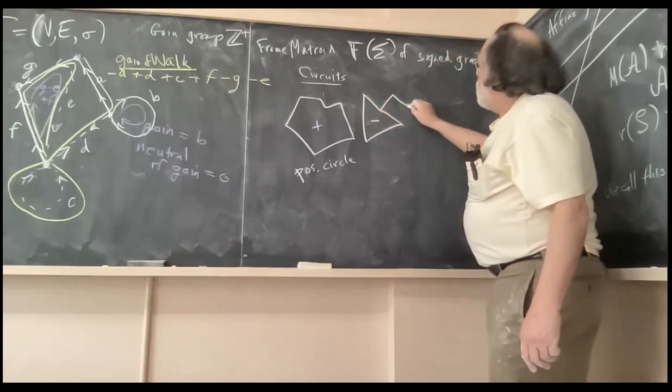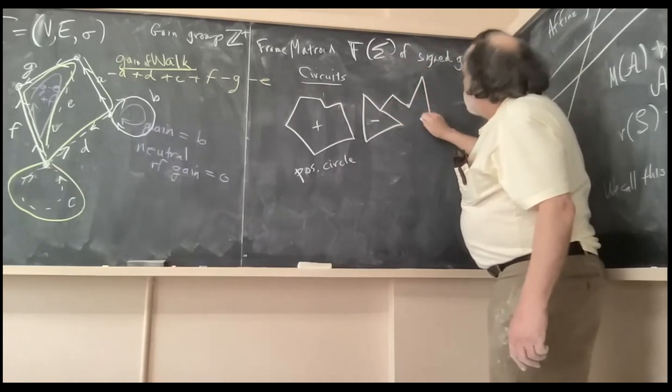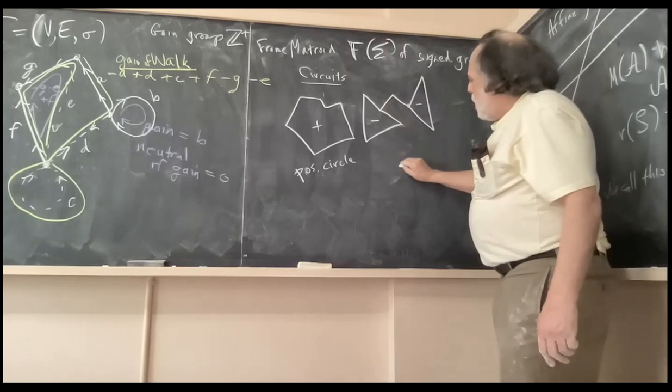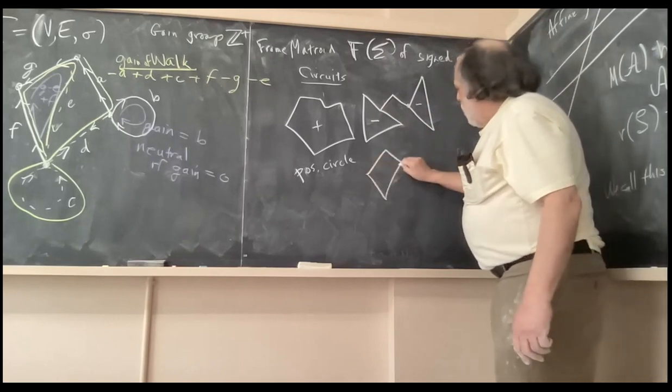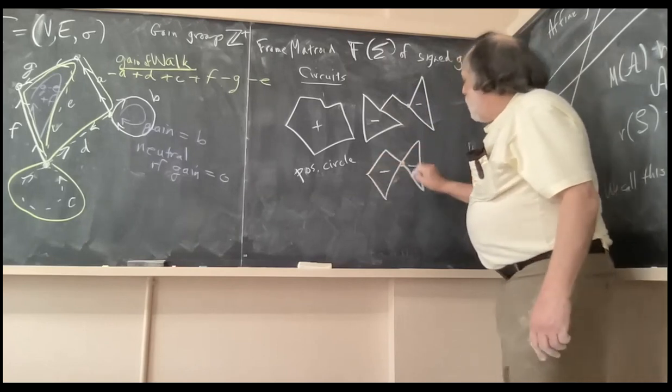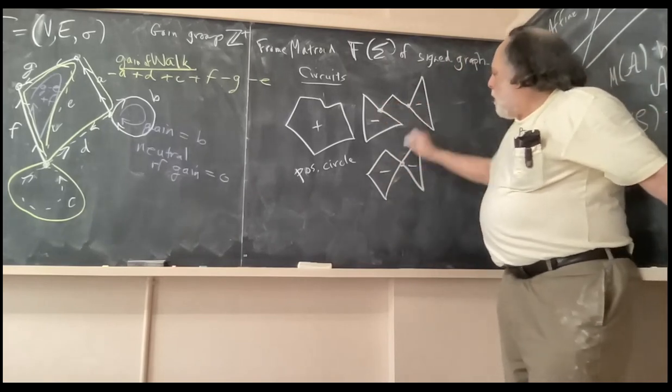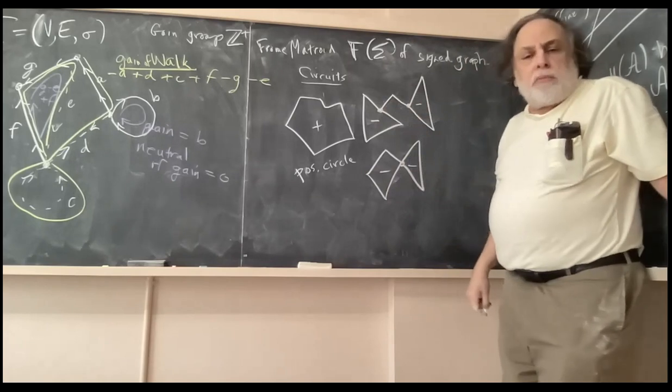A negative circle and another negative circle and a connecting path. Oh, the connecting path could have length 0. So just to show you. And this type is also a sine. In fact, that's the complete list of sine graph circuits.